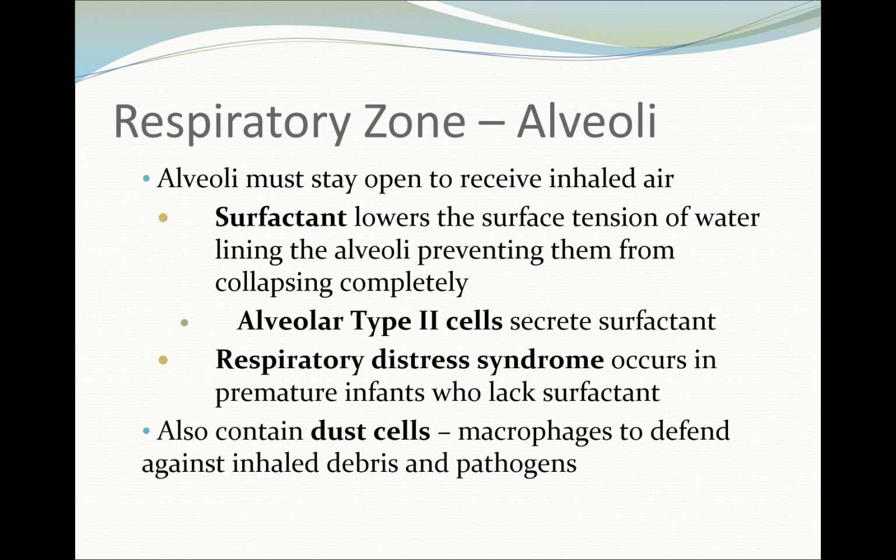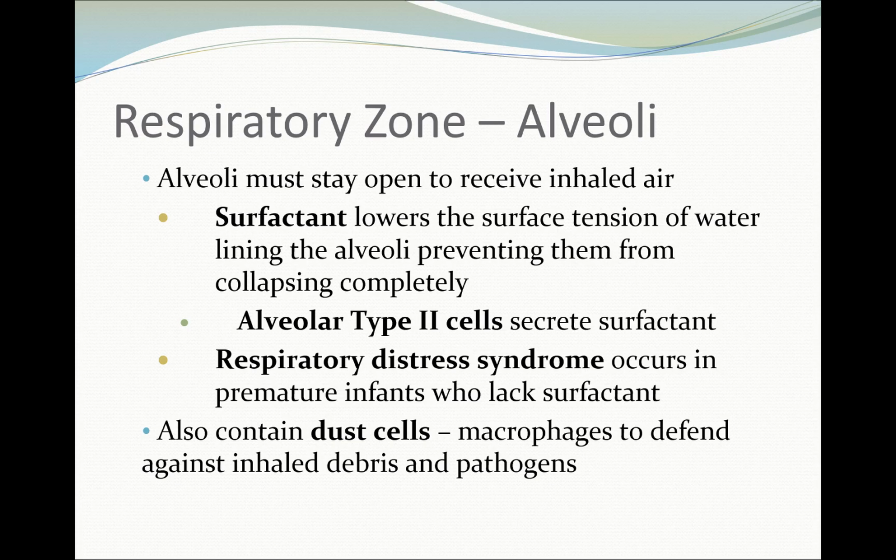Remember how I said those stomata have to open to let the gas exchange through those pores. So our alveoli have to remain open as well. So there is a surfactant that lowers the surface tension of water lining the alveoli, and that prevents them from collapsing completely, because the surface tension of water will cause those alveoli to stick to each other. And so there are cells called alveolar type 2 cells that secrete that surfactant.